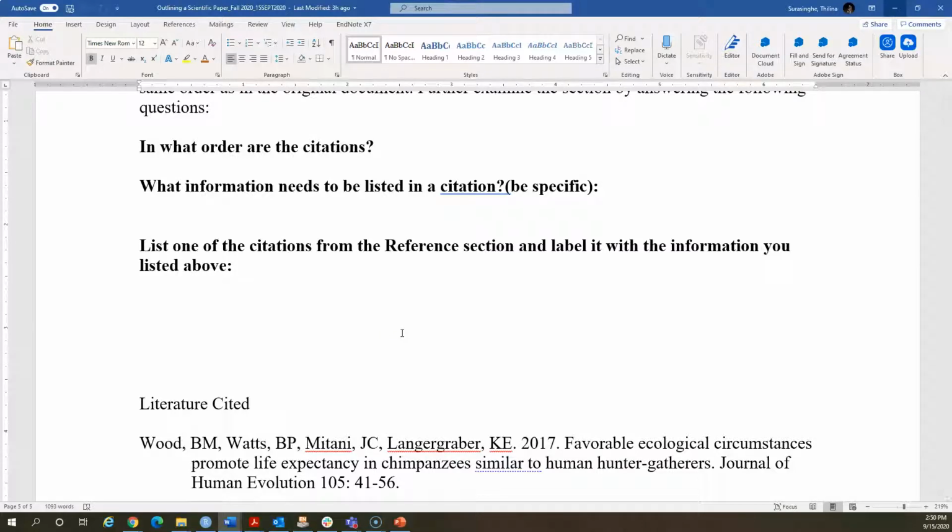Most of the journals use alphabetical order, right? A few journals like Science, Nature use chronological order. Second question, what information need to be listed in a citation? So let's break few citations.